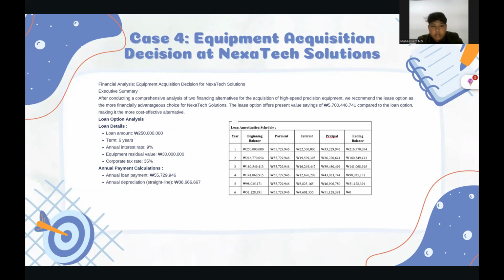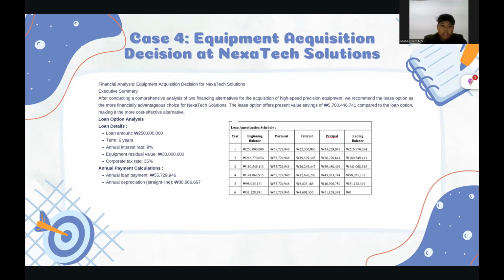Financial analysis: equipment acquisition decision for Nexate Solution. Executive summary: after comprehensive analysis of two financing alternatives for the acquisition of high speed precision equipment, we recommend the lease option as the more financially advantageous choice for Nexate Solution. The lease option offers present value savings of 5,700,000,000 won compared to the loan option, making it the more cost-effective alternative.